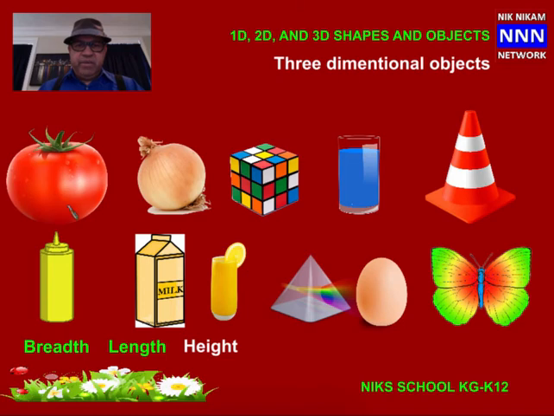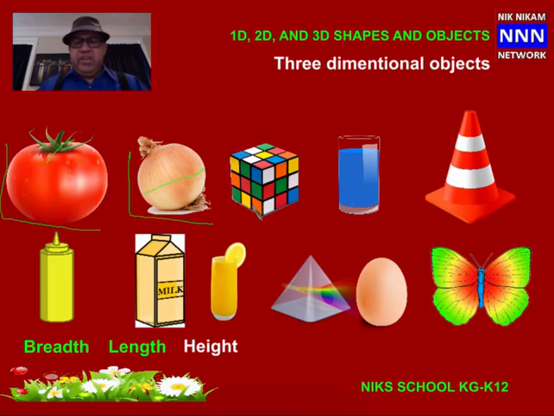Okay, tomato is like a sphere. So, this is a three-dimensional object because a tomato has the height, it has the length, and it also has the breadth. If you look at it at the top, breadth. So, that's a three-dimensional object, and so is onion. Onion is also a three-dimensional object. Okay, let's see. It has the height, it has the length, and it also has the breadth. So, that is a three-dimensional object.